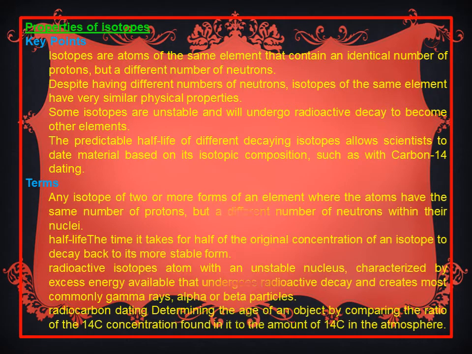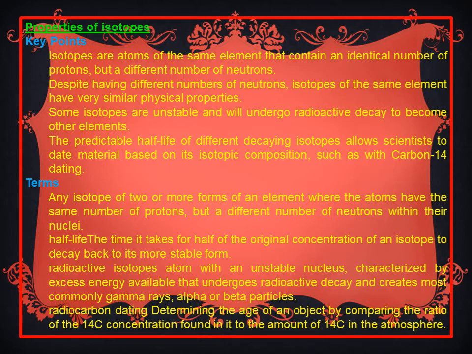Terms: Isotope: any of two or more forms of an element where the atoms have the same number of protons but a different number of neutrons within their nucleus. Half-life: the time it takes for half of the original concentration of an isotope to decay back to its more stable form. Radioactive isotopes: atoms with an unstable nucleus, characterized by excess energy available, that undergo radioactive decay and create most commonly gamma rays, alpha or beta particles.